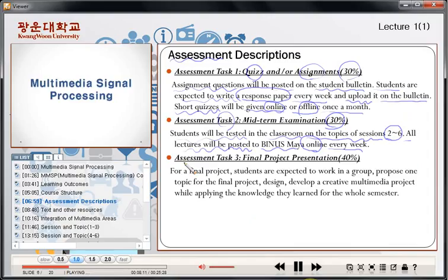And the assessment task 3 is a final project presentation. And the project presentation is a portion of 40% of your grading credit. For the final project, students are expected to work in a small group and propose one topic for the final project. You have to design and develop a creative multimedia project while applying the knowledge you learned over the whole semester.